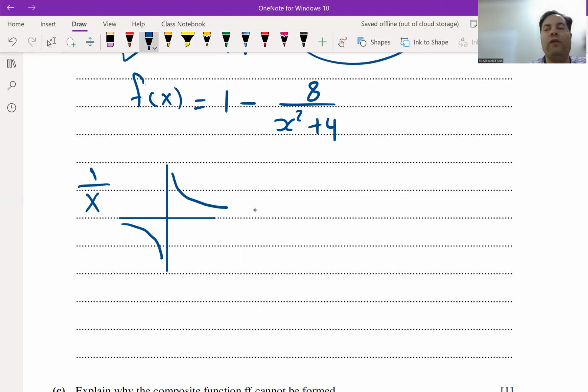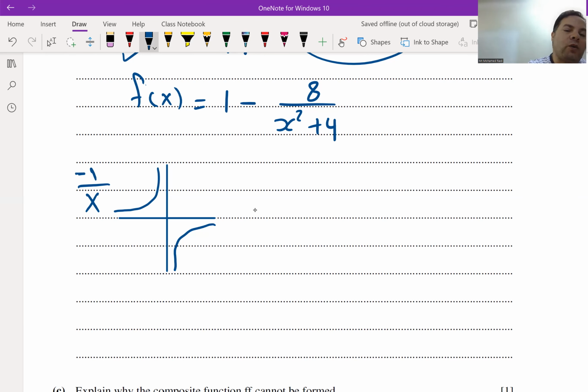So 1 over x. If it is negative 1 over x, negative 1 over x will be two parts in the second quadrant and fourth quadrant. And we have two asymptote lines: horizontally at y equals 0, vertically at x equals 0. So the domain of this function is all the real numbers except 0, and the range of this function is all the real numbers except 0. This is 1 over x and the minus 1 over x.